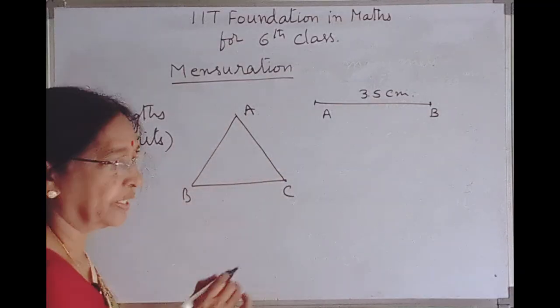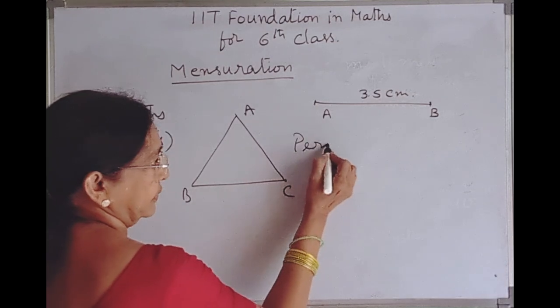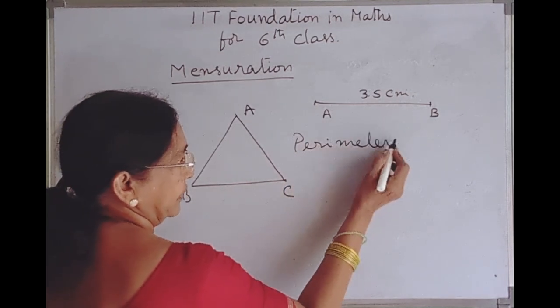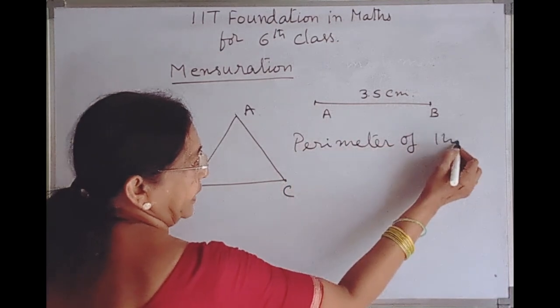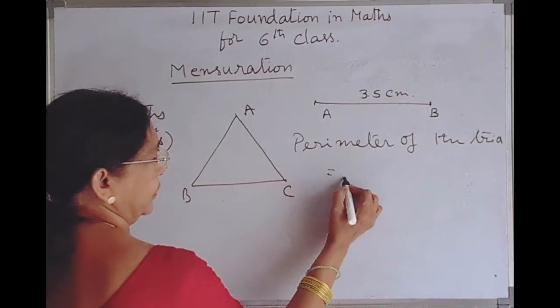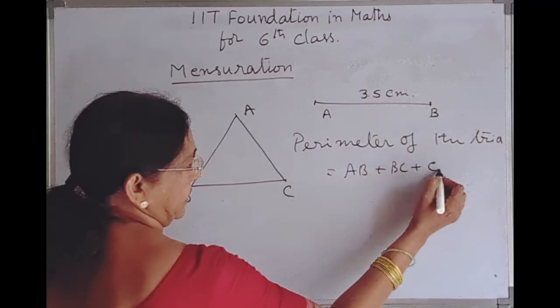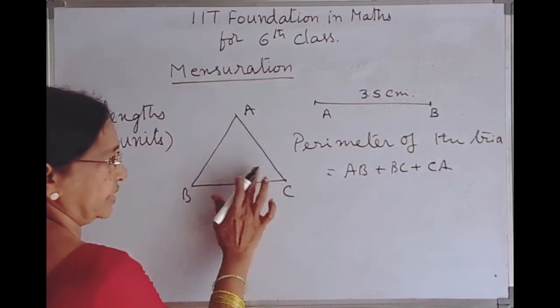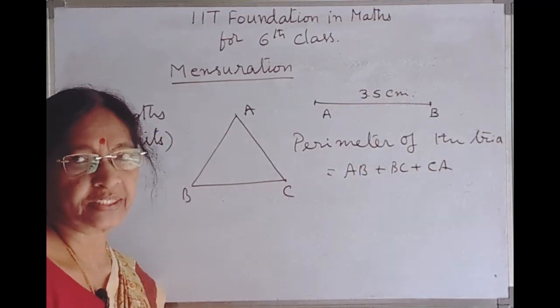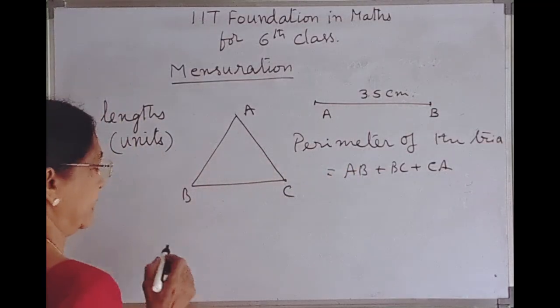And this is a triangle. ABC is a triangle. It has 3 sides. The perimeter of this triangle is equal to AB plus BC plus CA. All the sides of the triangle are measured in centimeters using a scale, and they are added, we get the perimeter.